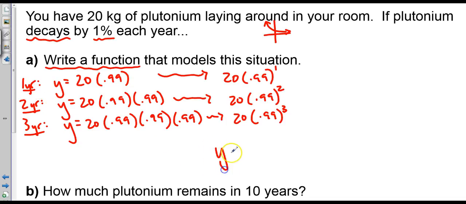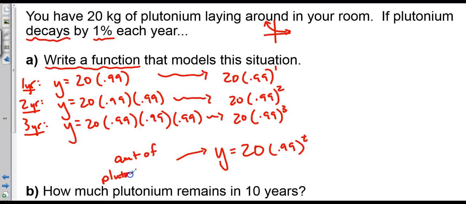So if we're going to write a function that models this situation, it's going to be the initial amount, the rate of decay, and we're going to raise that to however many years have passed by. And so we'll denote t in time. All right, so y in this particular case is the amount of plutonium remaining after t years. That's what our function is modeling.